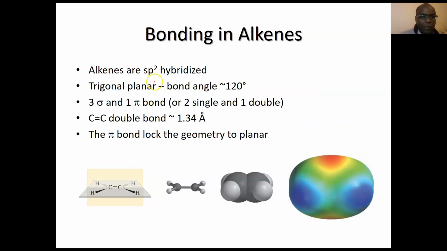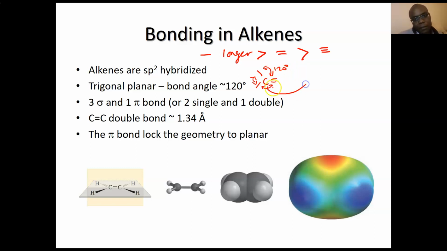Now, how is the length and bond angle? Usually, single bonds are longer than double bonds. Double bonds are longer than triple bonds. Okay, now in terms of bond angle, if you have a double bond, the bond angle is roughly, we say it is going to be roughly 120 degrees for alkenes.